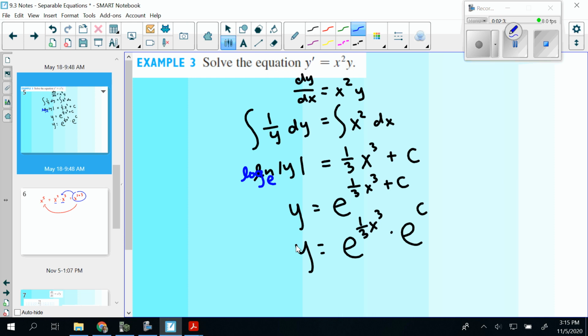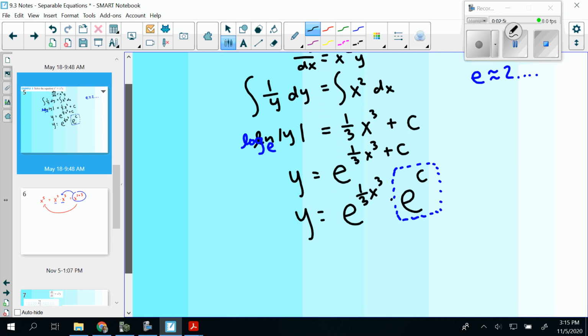Well, what we have now is this second one right here. e, remember, is a number. e is kind of like pi. It's an irrational number, 2 point something. So that's just a constant. Its power is a constant. If you have a constant to a constant, that's just another type of constant.